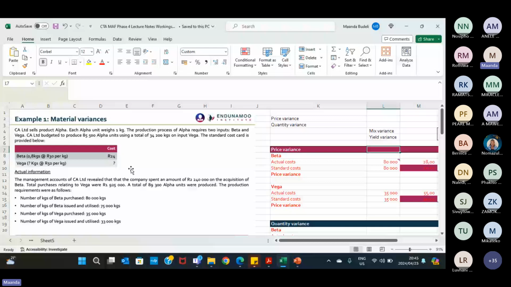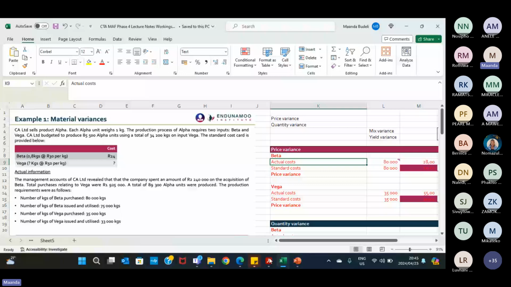So I know I have to deal with the pricing. I know I have to then deal with the quantity, with the sales mix, and with the yield. So my pricing, like I said, if I'm dealing with my pricing, it means I'm saying what did I actually purchase, right? So what is my actual cost?